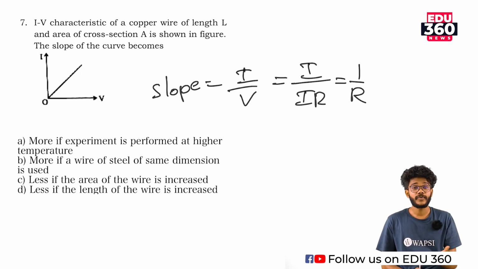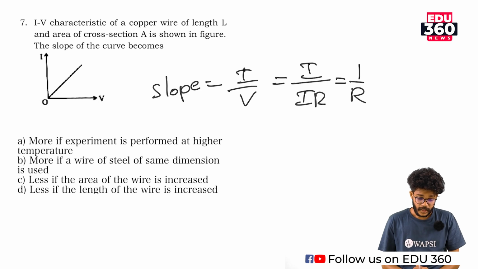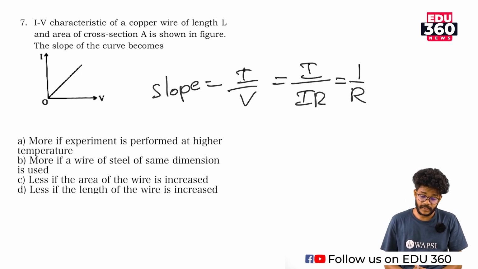When the area of the wire is increased, the resistance gets decreased, because R is equal to rho L by A. When area increases, resistance decreases. When resistance decreases, slope will increase. That means when area increases, slope will increase. So option C, less if the area is increased, is also incorrect.